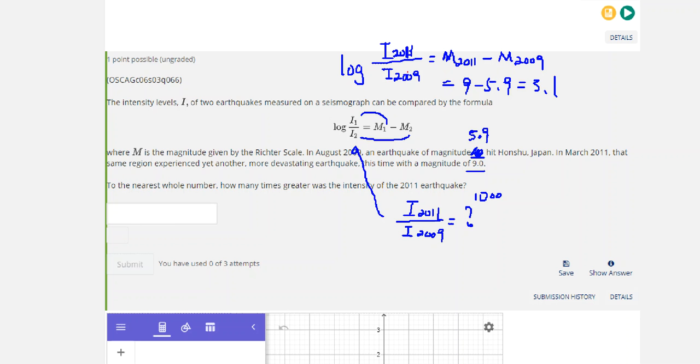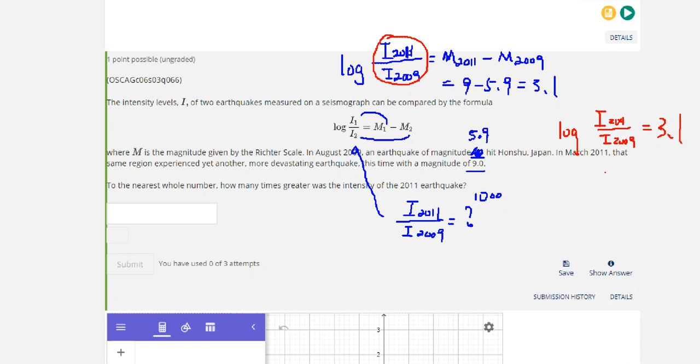Okay, but keep in mind, 3.1 is not the final answer. We want to look at the ratio of these two intensity levels. In other words, we need to figure out this ratio, I 2011 over I 2009. So the log of this ratio is equal to 3.1. What is the ratio?